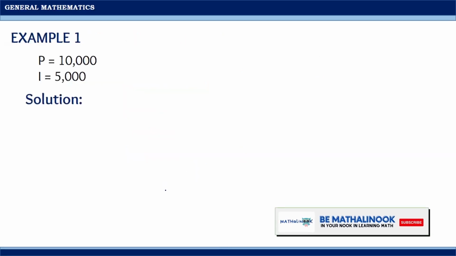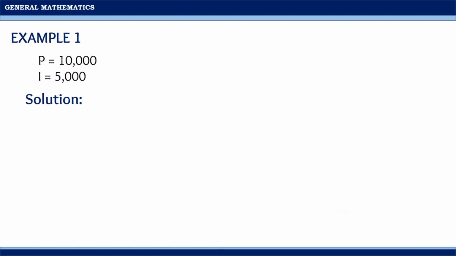Let us consider this example. Solve for the future value when the principal is equal to 10,000 and the interest is equal to 5,000. Since you were given the principal and the interest, we will be using the first formula wherein F is equal to the principal plus the interest. Substituting our given to the formula, we're going to have 10,000 plus 5,000. Simplifying this, the future value will be equal to 15,000.